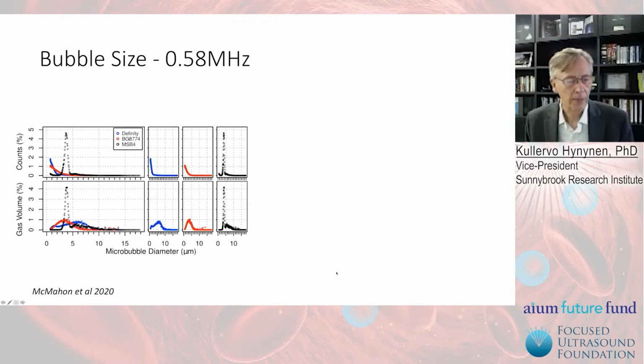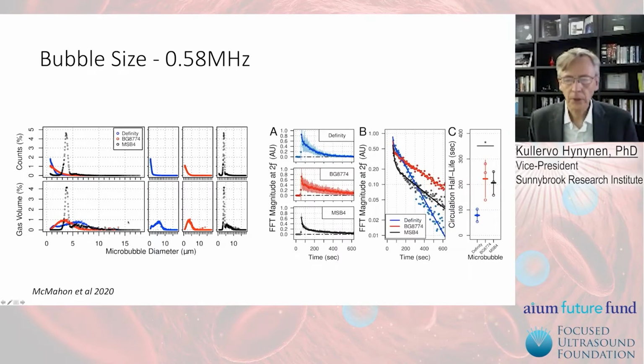So Dallin Mahan again looked into this effect. He looked at different bubble sizes and size distributions. He compared Definity bubbles. So here is the bubble diameter, and here is the gas volume or count number. And he had Definity and an experimental bubble from Bracco, and then a 4 micrometer size bubble from Bracco. And then he normalized all these experiments to gas volume.